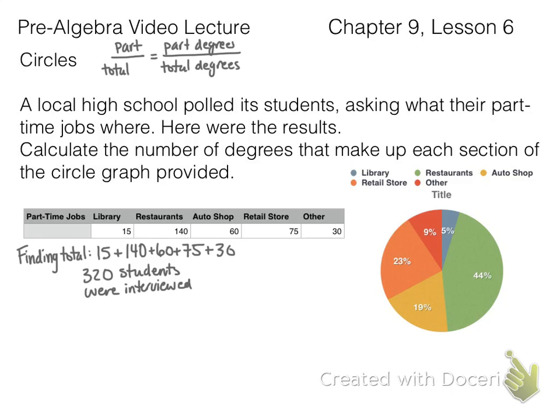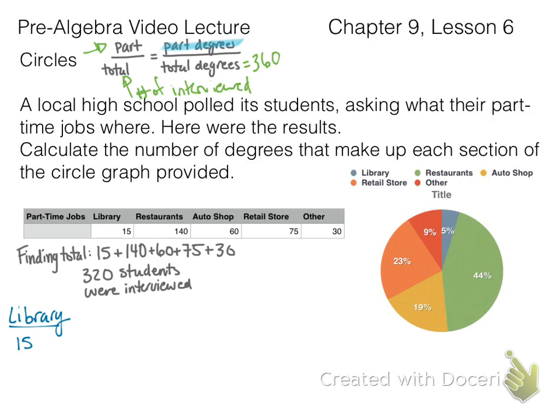Before we can figure out what cross products we need to do, we need to figure out what the total number of students polled is. So we need to add them all up, and we're going to get 320 students, and that's how many students were interviewed. So out of 320 students, we need to figure out what degree measurement that represents in the circle graph provided. So again, part over total is equal to part degree over total degrees. And the part degrees is what we're trying to find every time. You guys can see up here. This is what we're trying to find every time. This is always 360. This is the total number of interviewed people, or the total number of things, and this is the number of people who responded for that particular thing.